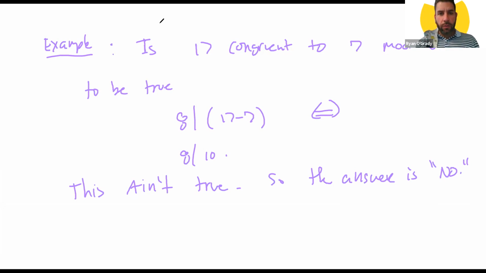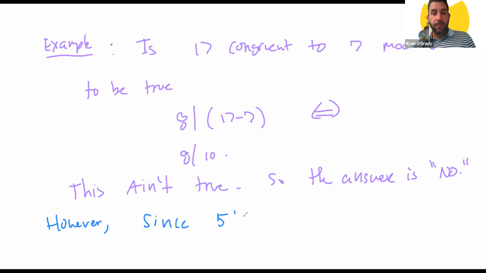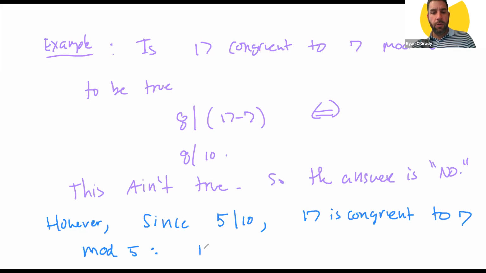But to run this example into the ground, what is a true relationship? Since 5 divides 10, 17 is congruent to 7 mod 5. Now, how do we write that in the new notation? We would say 17 congruent 7 mod 5.